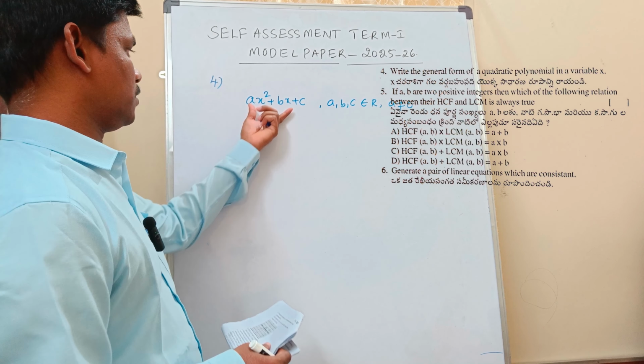And next, the fifth question. If a and b are two positive integers, which of the following relations between their HCF and LCM is always true? Here four options are given.